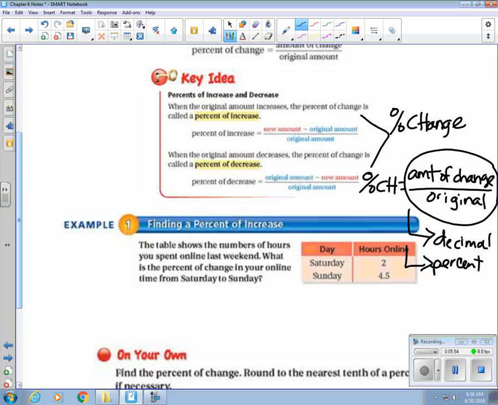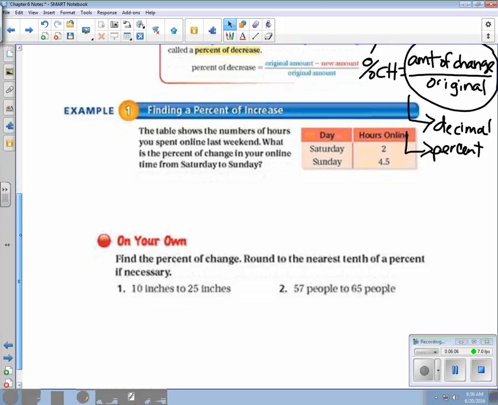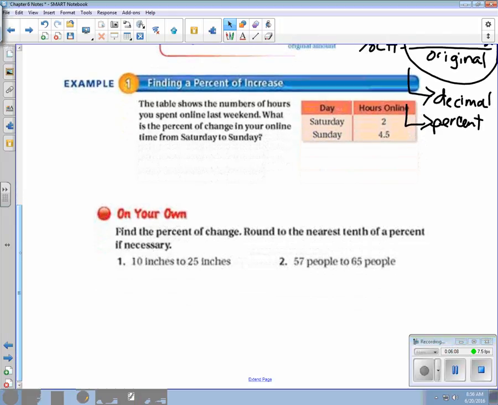So you write it as a fraction first, then as a decimal, and then into a percent. You can go right from a fraction to a percent if you know the percent right away, but a lot of times you have to change the fraction to a decimal first and then change it into a percent. All right, so let's go through some examples.